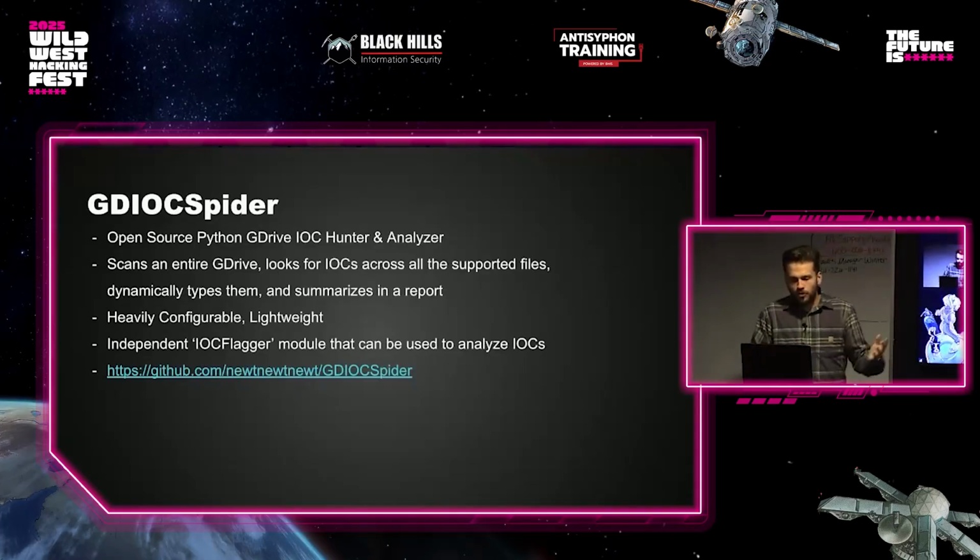And so my tool basically looks through a G drive, rips through it, extracts IOCs, and tries to type them dynamically using a series of rules and a little bit of AI modification. And then it flags them and prints them out into a report so that you can aggregate them and search through them further from there.